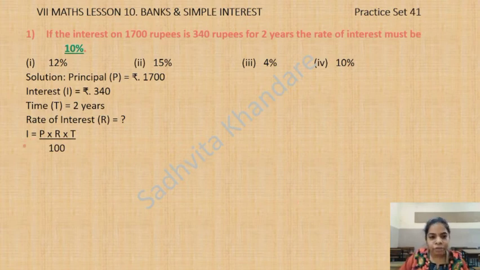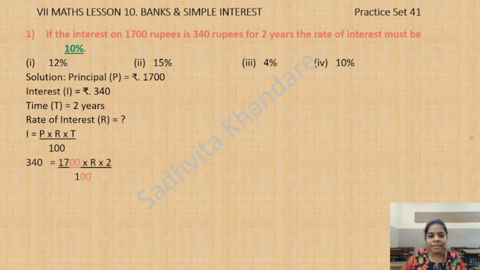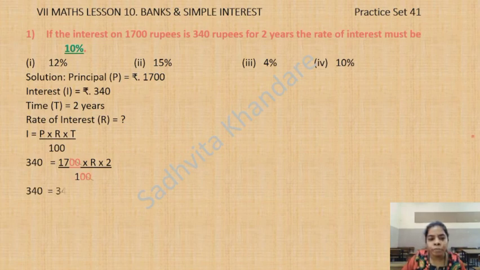In place of I we will write 340. In place of P we will write 1,700. R is not given. T is 2. So let us see. 340, 1,700, R, time is 2 upon 100. So these two zeros and these two zeros will get cancelled. So what remains? 340 is equal to 34 into R. How did I get this 34? 17 into 2 is equal to 34. That's how I got my 34 here. And into R I have written down in the same way.